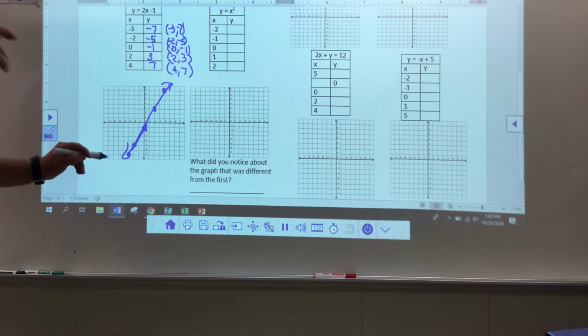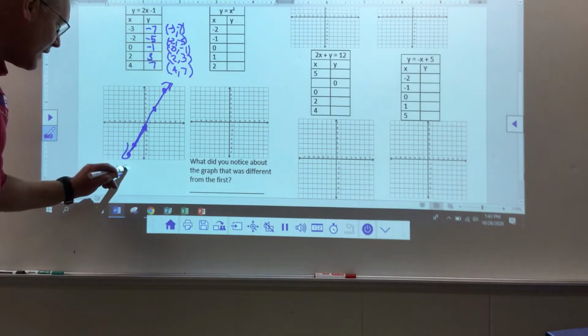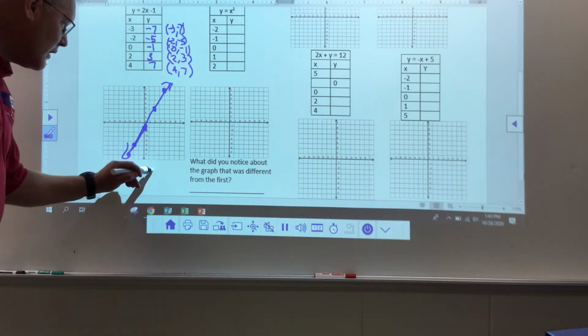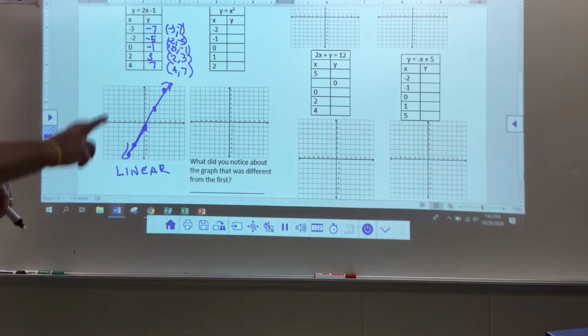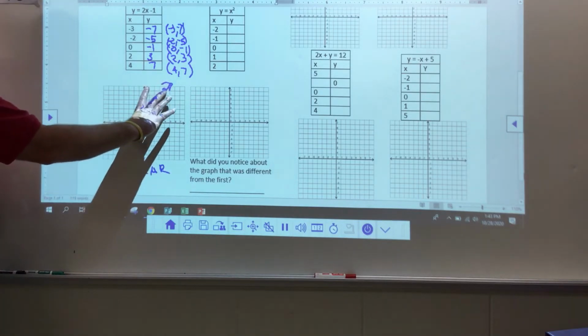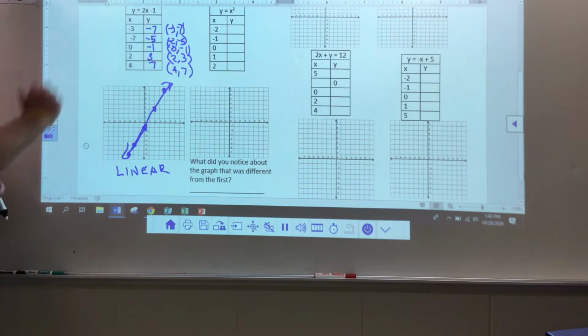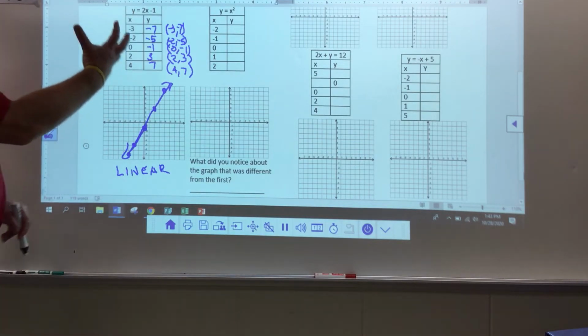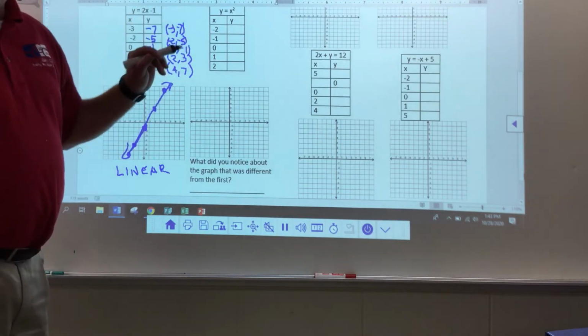So this would be called linear because it makes a line. That'd be called a linear graph. And we're going to connect and understand the relationship between this graph and the equation and parts of that equation. So let's do another one real quick.